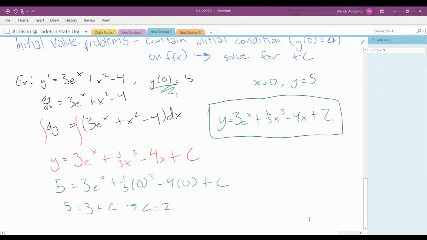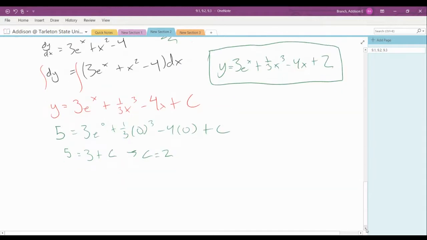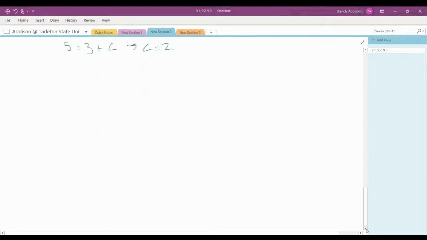All right, so that's just been a little basic intro on differential equations. So now let's talk about what we can actually do with these. One big thing that we can do with differential equations is our population growth model.